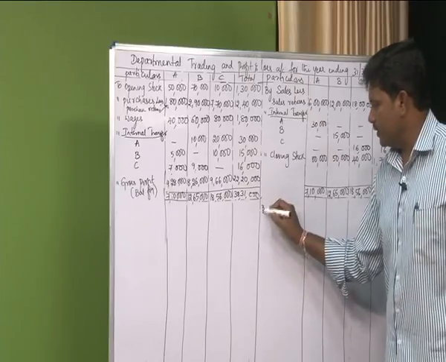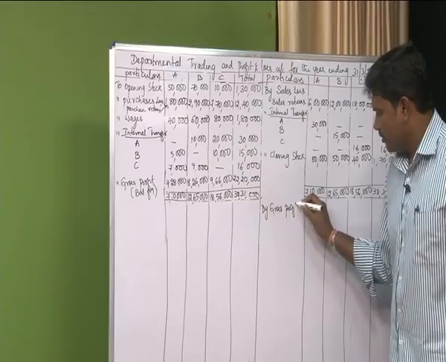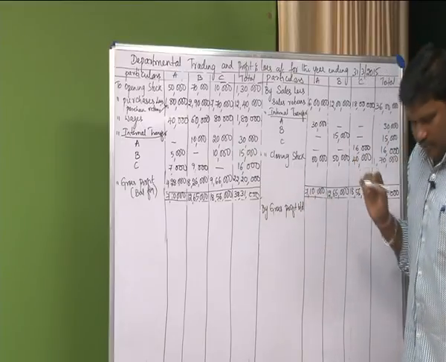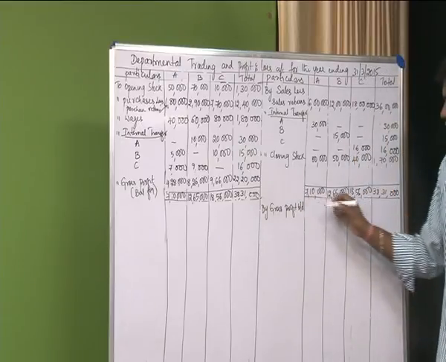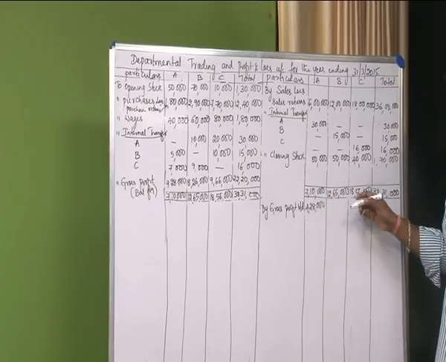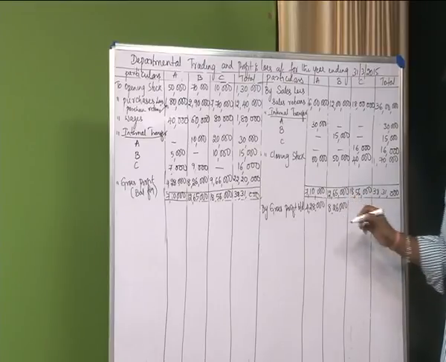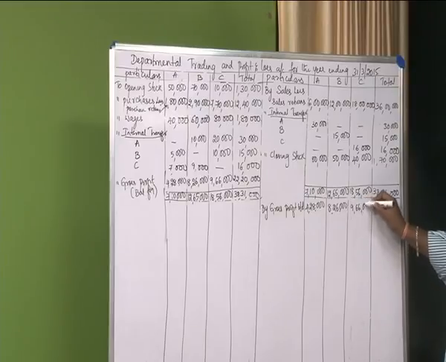Okay, now the gross profit will be brought forward to the profit and loss account. We will write that. By gross profit brought down for department A 4,28,000, for department B 8,26,000, and for department C 9,66,000, and total is 22,20,000.